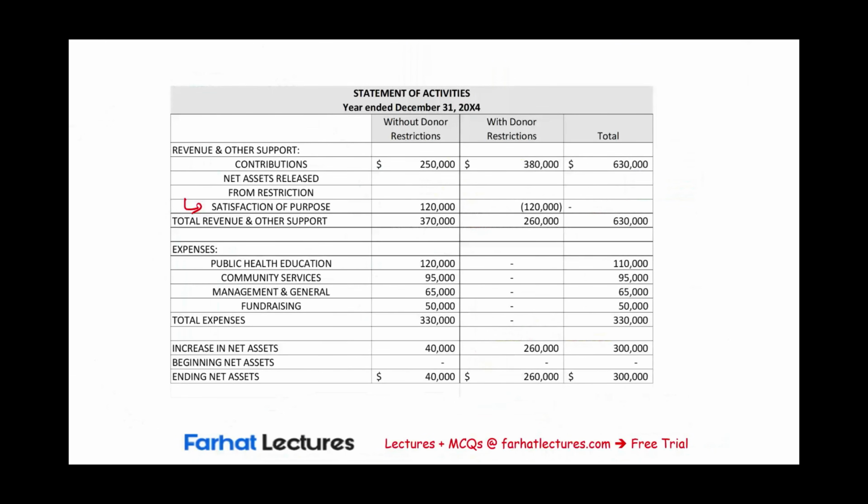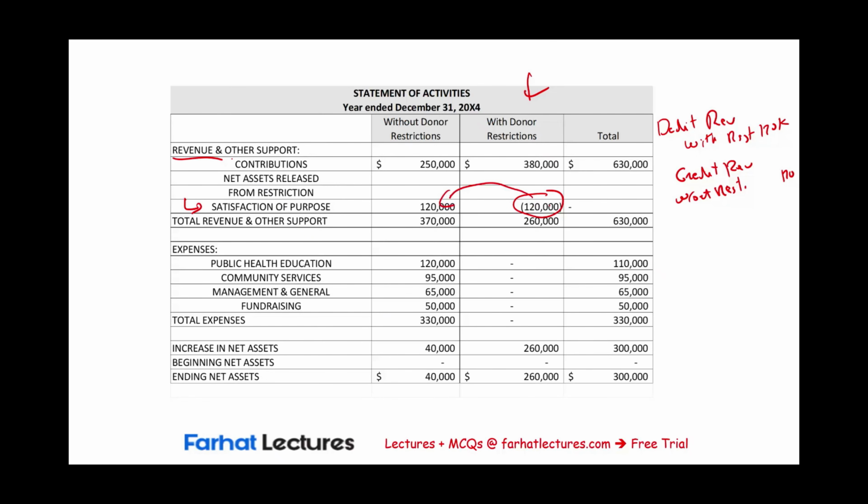Released from restriction. So we might have, for example, under donor with restriction, if you notice here, we have 120,000, and that's revenue, but that's negative. So what happened with this revenue, this 120,000, it moved. So we debited, think of it from a journal entry perspective, we debited revenue with restriction. We credited revenue without restriction, 120. So simply put, we moved $120 from this revenue to this revenue.